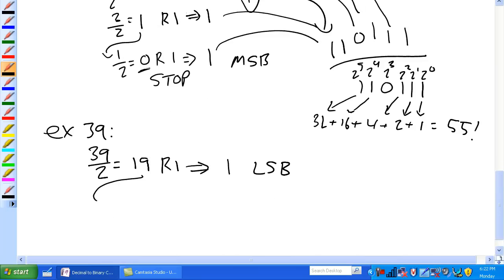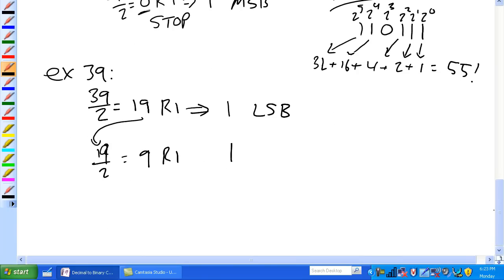So 19 divided by 2 is equal to 9, remainder 1. 9, keep on working it down. See how it's kind of, well, an algorithm. It's doing the same thing over and over. And this is what machines excel at, is they don't get bored. So 4, remainder 1. Yeah, because 2 goes into 9 4 times, but then there's 1 remainder.